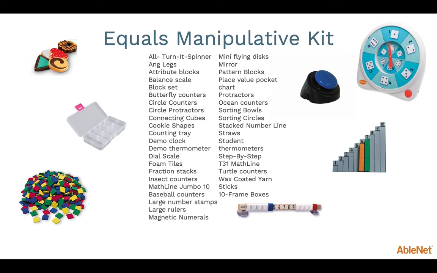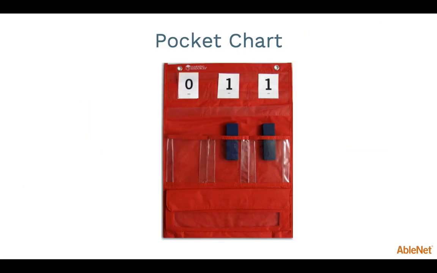As you look through the manipulatives, there are a few to highlight. On the manipulative list, this is identified as a place value pocket chart. While this manipulative supports place value, it should also be used as a low-tech communication device. The pockets are deep enough to hold most manipulatives. Cards and pick symbols can be placed above the pockets.